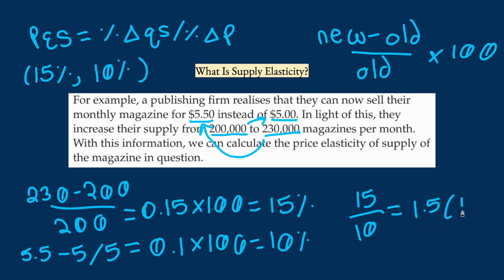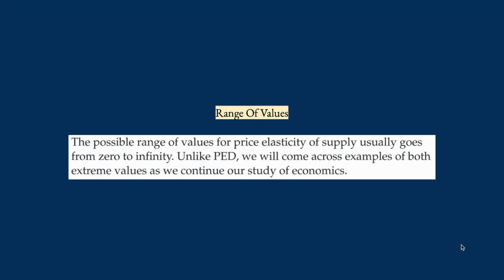And because it's positive, unlike for PED, where you don't write whether it's positive or negative, for PES, you always write it, okay? And we're going to explain why later on. But now that we know the value is 1.5, we can go ahead and put that into context and relate it to elasticity. All right, like I just alluded, there are going to be a range of values for PES just like there were for PED.